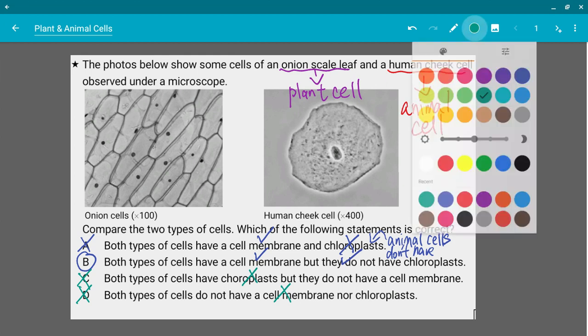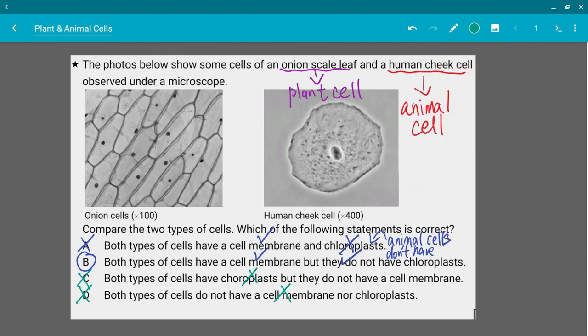Okay, so remember, not all plant cells have chloroplasts. Only some, let me write it over here, some plant cells have chloroplast. Okay, please keep this in mind. Do not get tricked in your exams or your worksheets. Okay, let's move on.